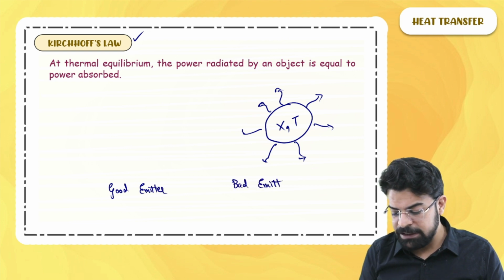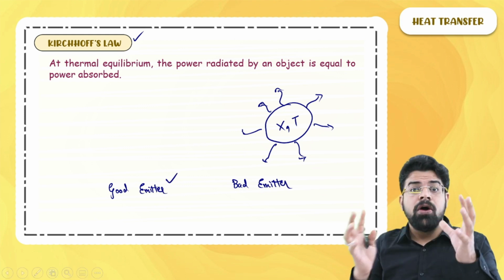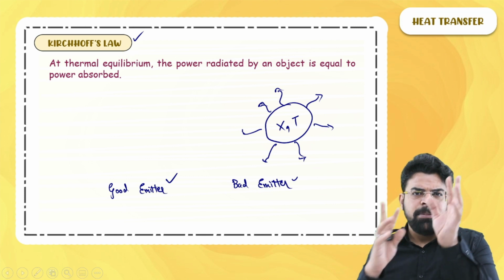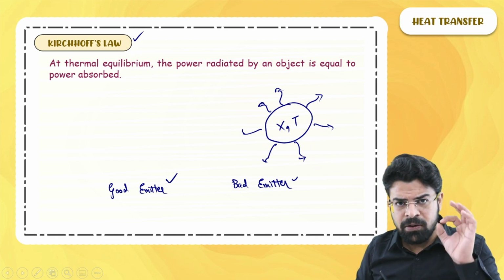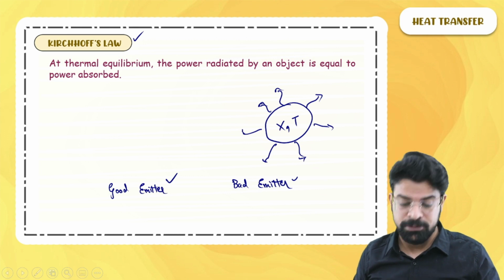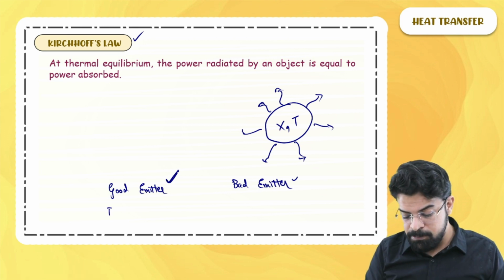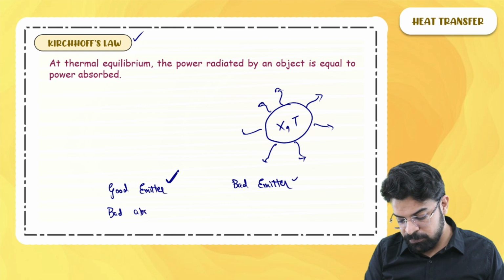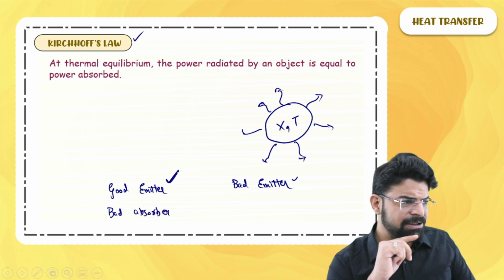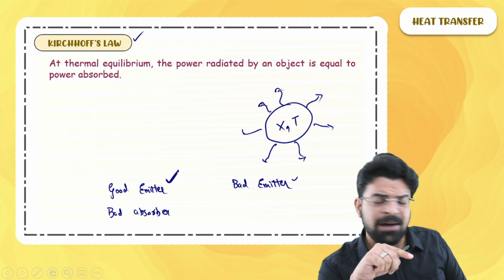Good emitter means that it emits lots of radiation, and bad emitter means it releases less amount of radiation. Now let's say I tell you this object X is a special type of object. It is a good emitter but a bad absorber. Can this happen? No. Why? Because I know that this object X in my room is in thermal equilibrium.